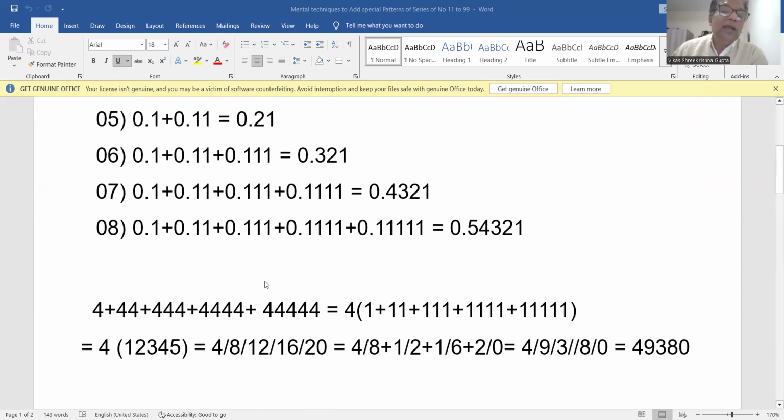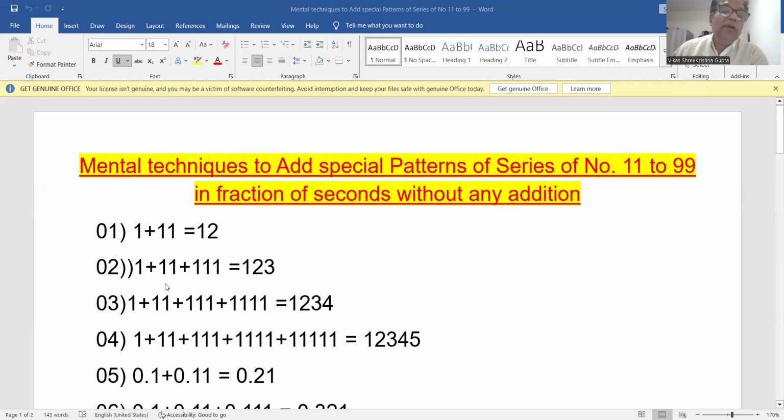Now for that, again I will take you back. If you add 1 plus 11, you get 12. If you add 1 plus 11 plus triple 1, you get 123. In the same way, if you add 1, 11, triple 1 and then 1 repeated 4 times, you get 1234. In the same way, 1, 11, triple 1, 4 ones and then 5 ones, you get the answer as 12345. Now you can recognize the pattern. If suppose I add one more, triple 1 means 6 times 1, the answer will be 123456.